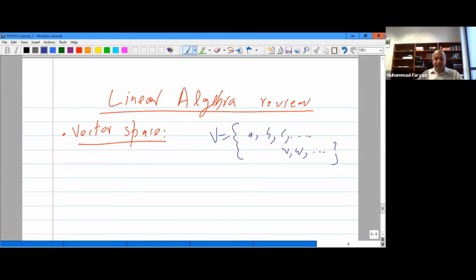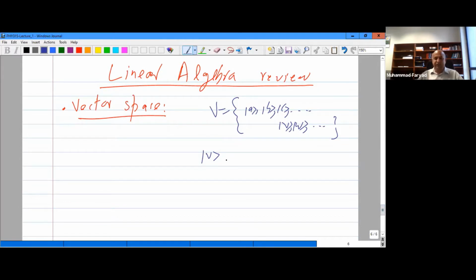To be consistent with all the notations, the elements of this set will be represented by a special notation called Dirac notation. So V will be represented by this, which is called a ket. All the elements of this vector space will be represented by a ket. This set V is a vector space if it satisfies these things.